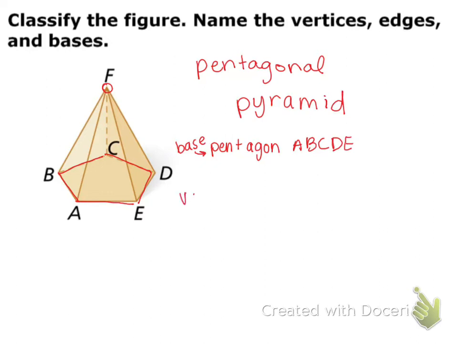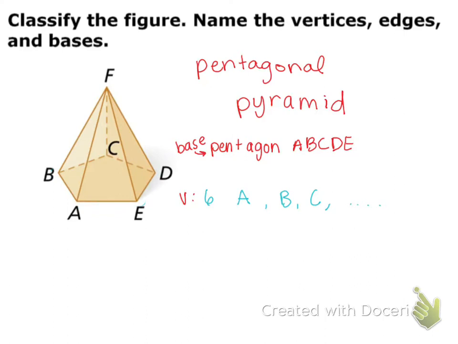If we were naming vertices, how many vertices are there going to be? Do that in blue. So I've got 1, 2, 3, 4, 5, 6 vertices. So if I was naming those, it would be point A, point B, point C, and so on, until I had all 6 of them named.